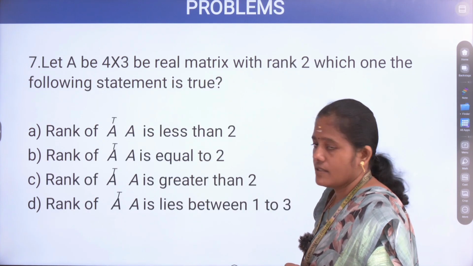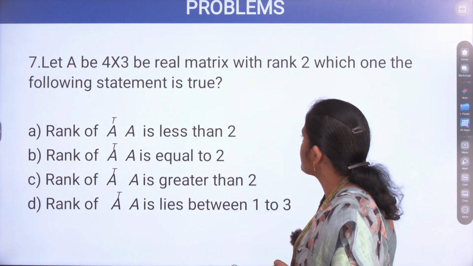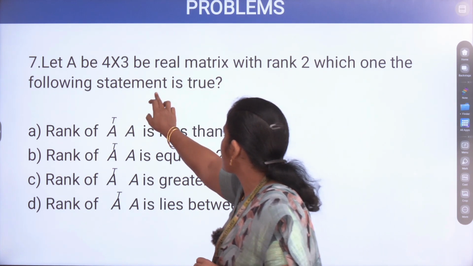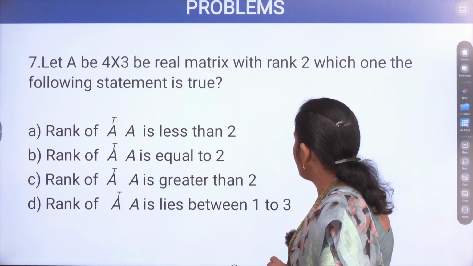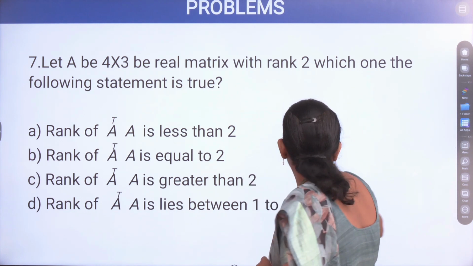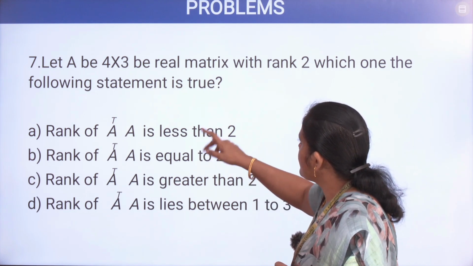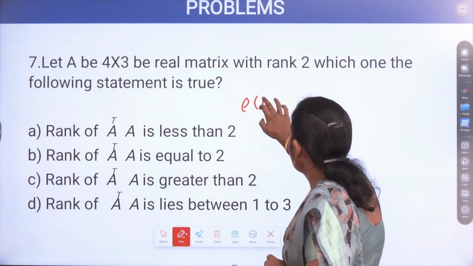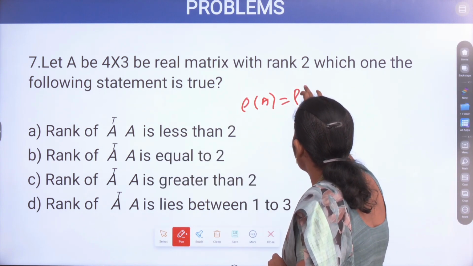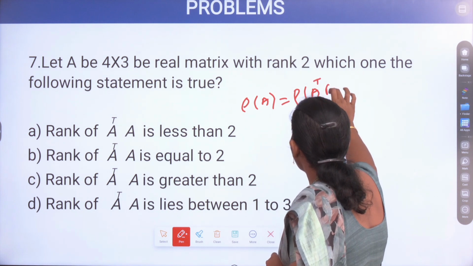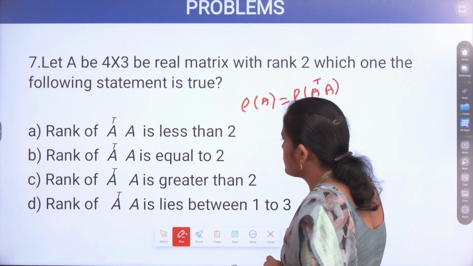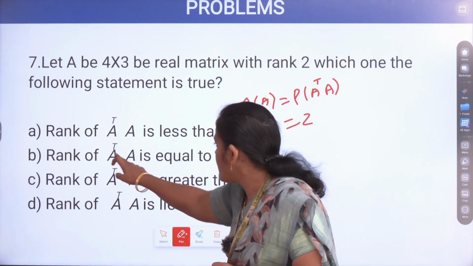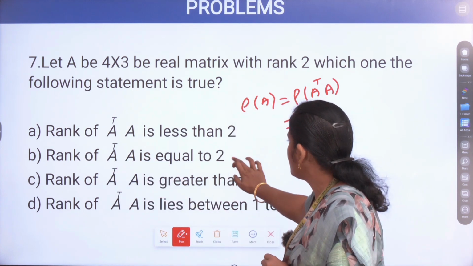The next question. Let A be a 4 cross 3 real matrix with rank 2. Which one of the following statements is true? Generally, rank of A is equal to rank of A transpose A. So, the answer is 2. The answer is B: rank of A transpose A is equal to 2.